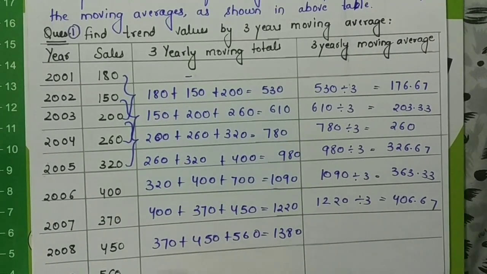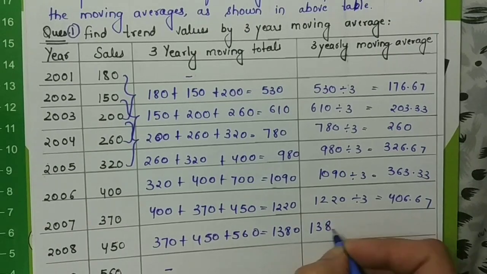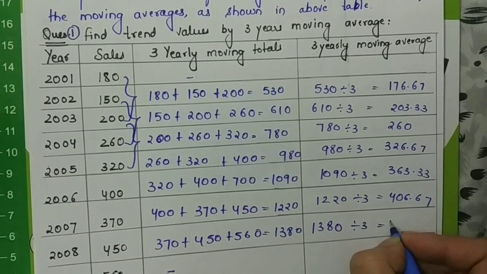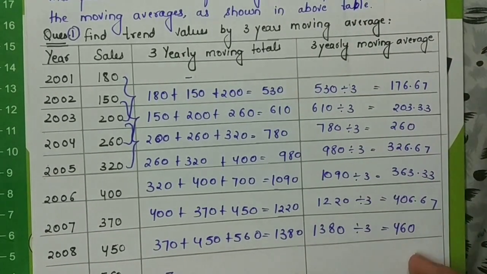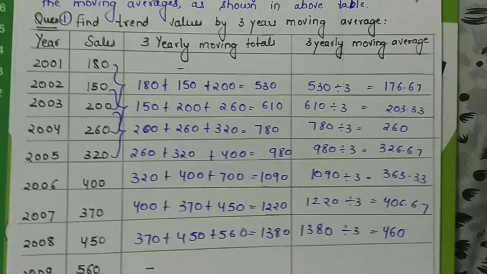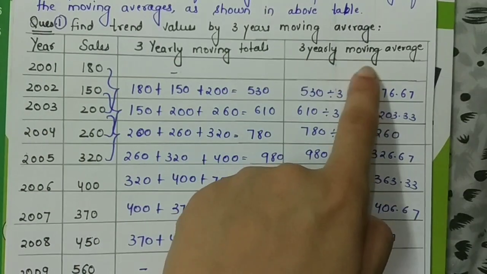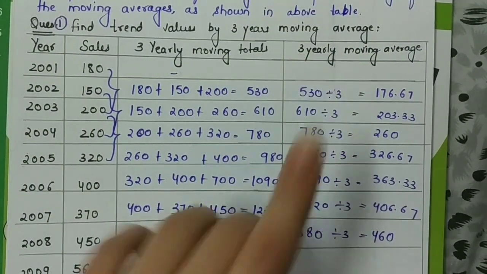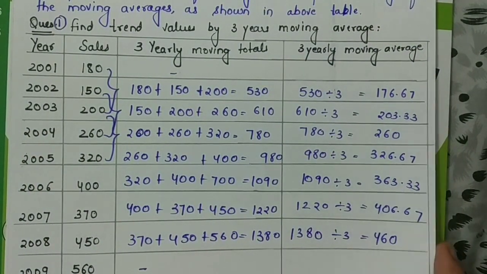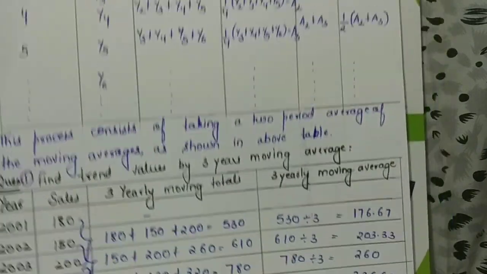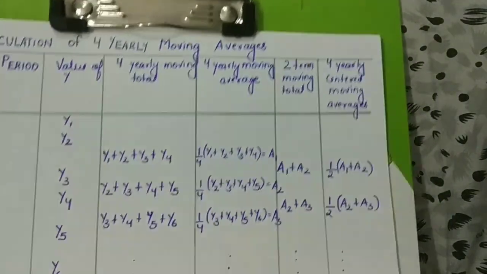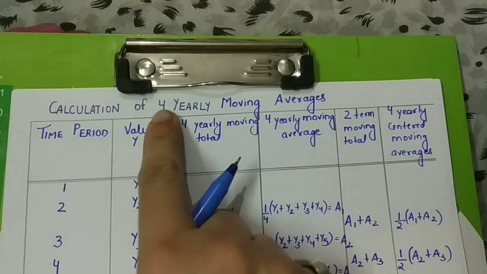Then 370 plus 450 plus 560 will give you 1380. Now I have covered all the rows, so this row will be blank. 1380 divided by 3 is equal to 460. This is your column of answer. This is how we do it for 3 yearly moving total, or you can say 3 yearly moving average, an odd number. 3 is an odd number. Now the calculation gets a little bit complicated if you are being asked to calculate for 4 year or 6 year.